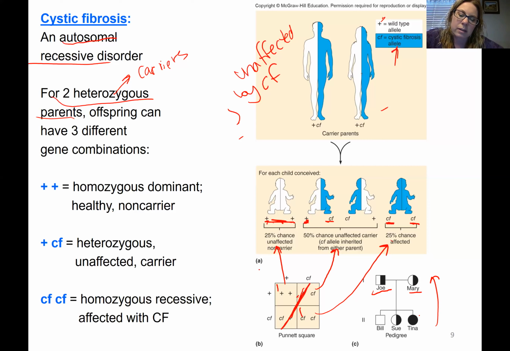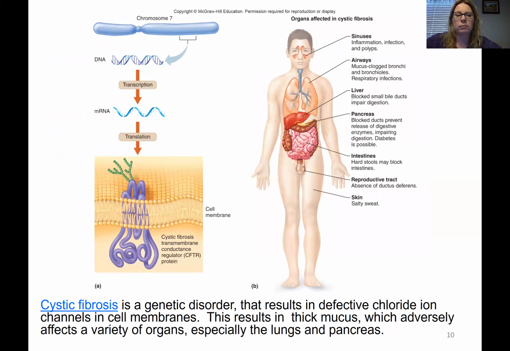And so Tina, we can know that since her circle is shaded in, she's a female, since it's a circle, and it's shaded, she had cystic fibrosis. Sue is half shaded, as well as Mary and Joe. Those half shadeds are carriers. And then Bill is going to be unaffected because there's no shading there. Okay, so this was for an autosomal recessive disorder.